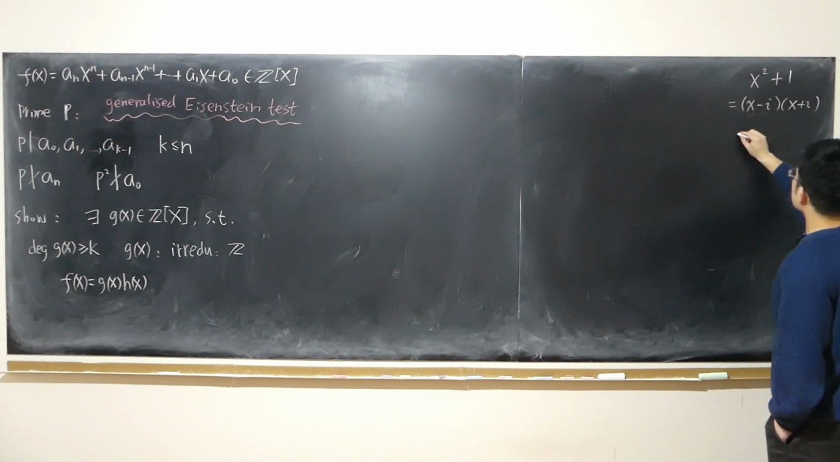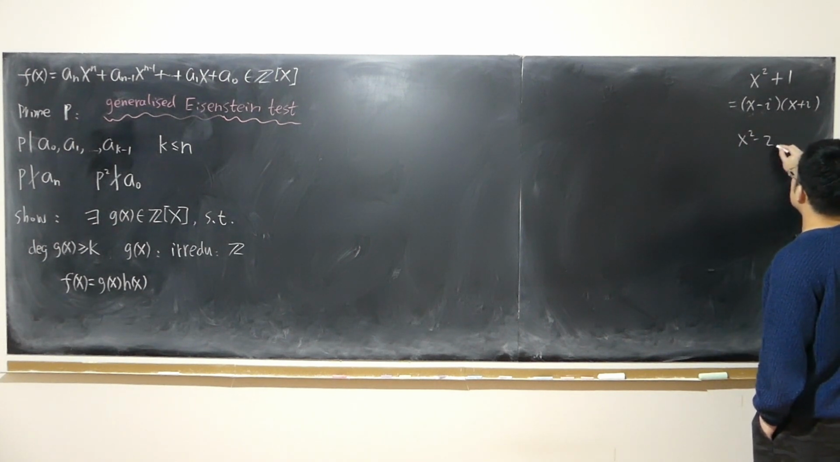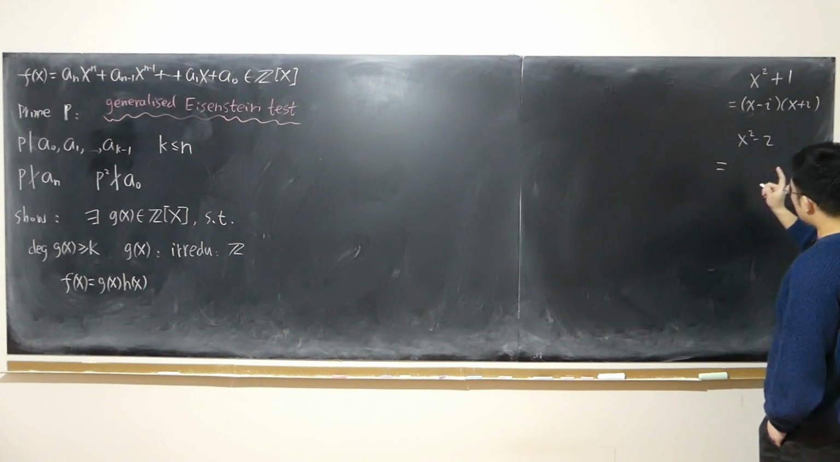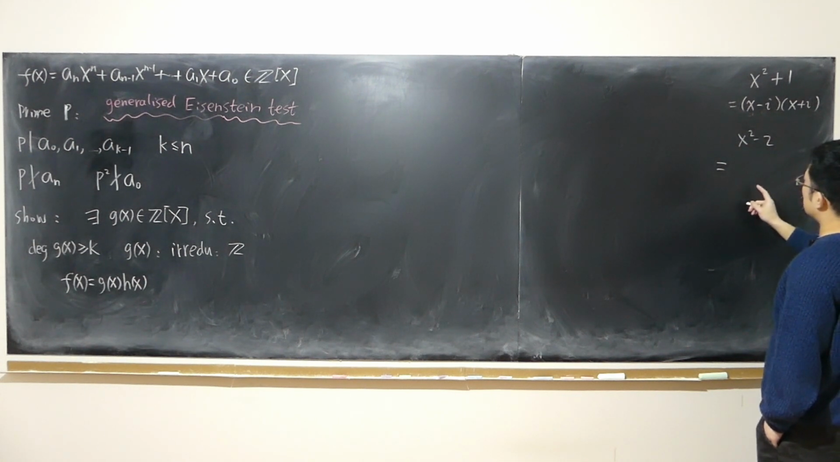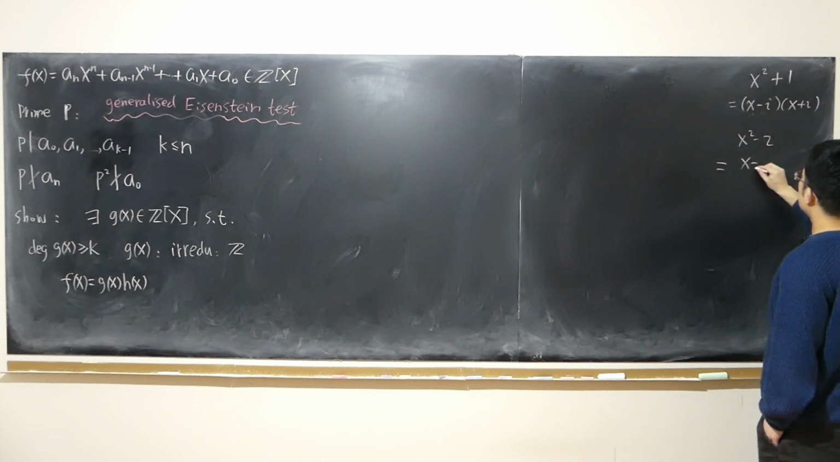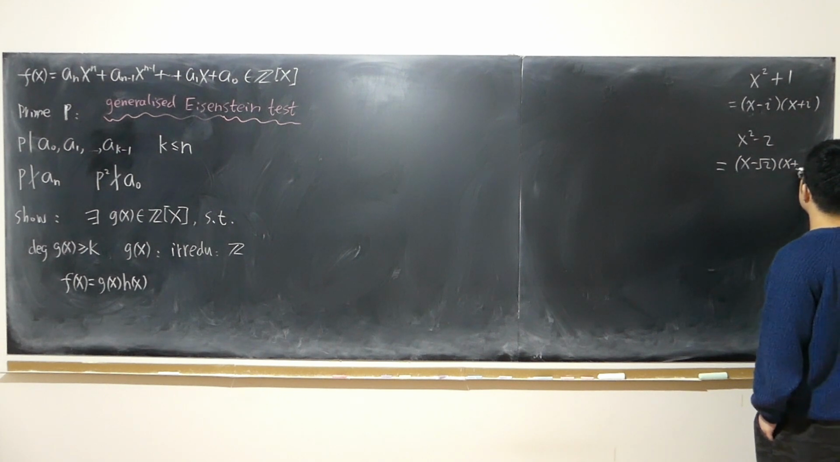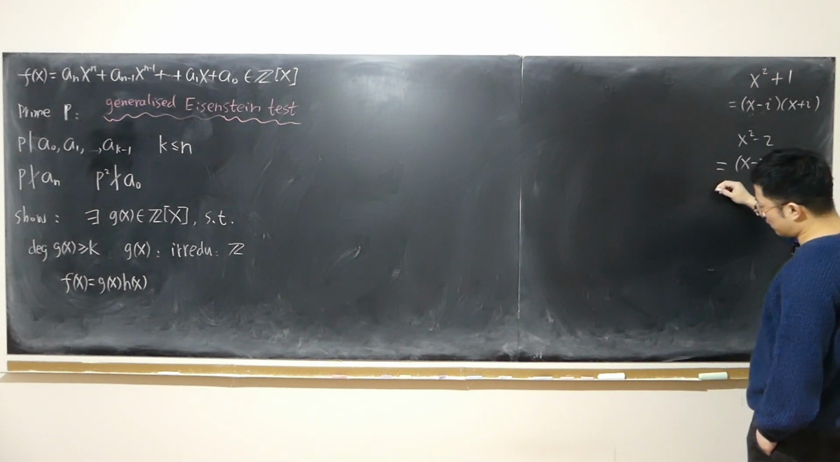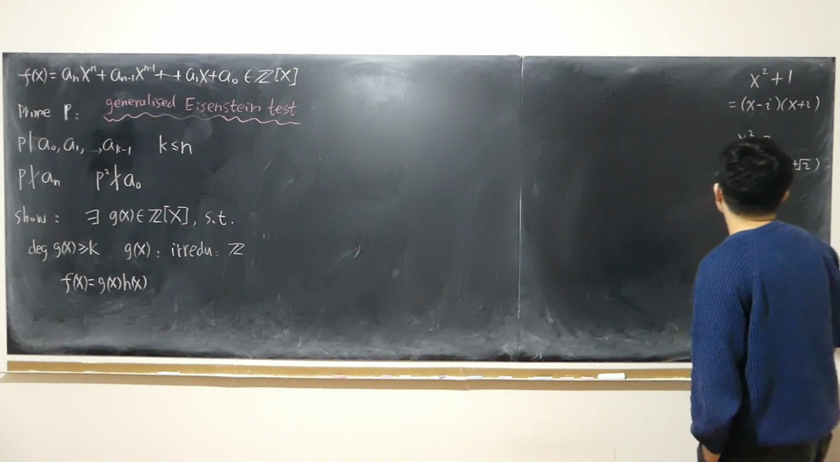Of course, x squared minus 2 is a polynomial with integer coefficients. It is not reducible over integers, but it is reducible over real numbers, because that is equal to x minus square root of 2 times x plus square root of 2. Now we have coefficients that are real numbers. So that's why we have to specify.